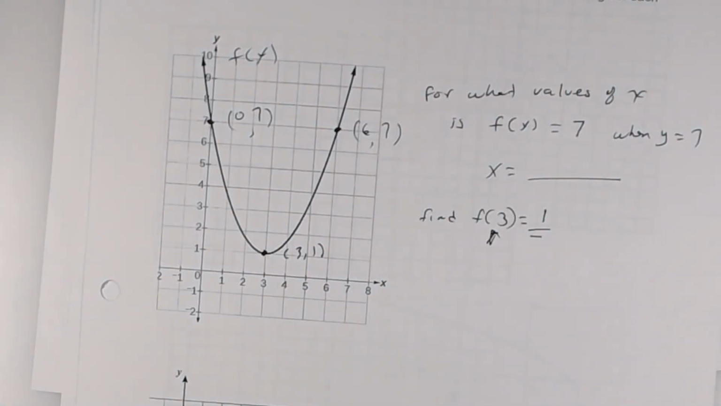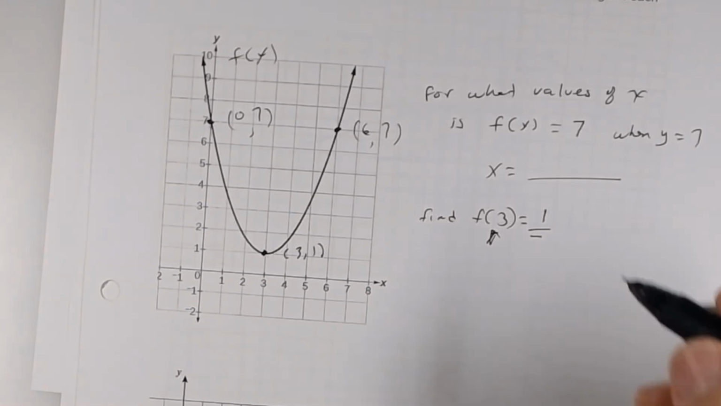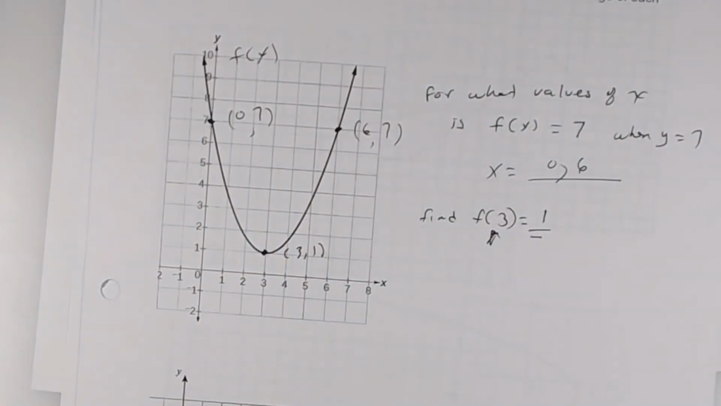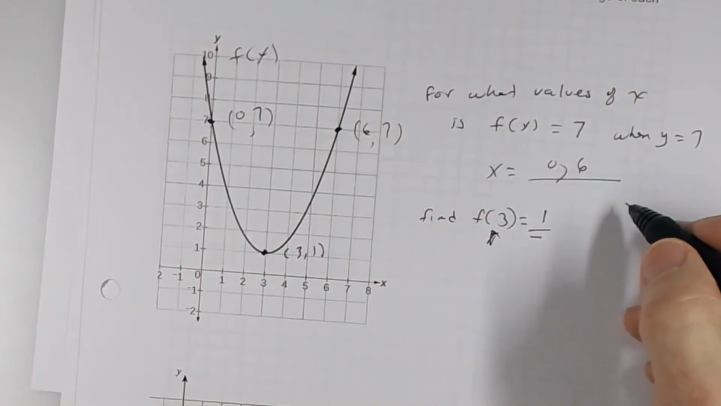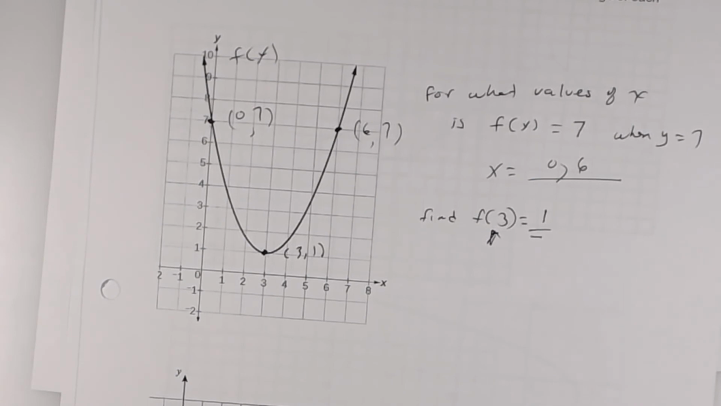For what values of x is y equal to 7? How many are there? 2. What are they? 0 and 6. So all you do is say x equals 0, 6. Don't put that in parentheses, because if you put that in parentheses, it denotes that that's a point. 0, 6 is not to represent a point. So just say 0, 6. Okay? 0, 6.